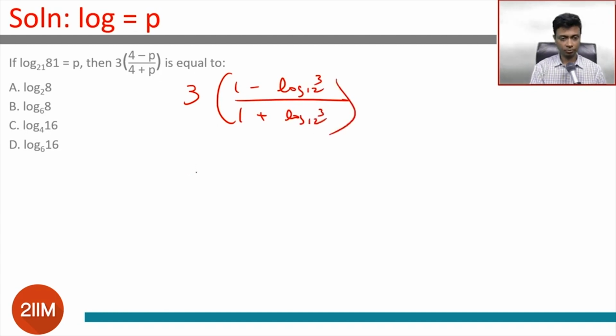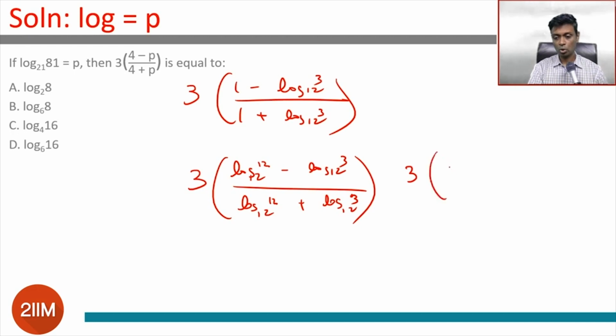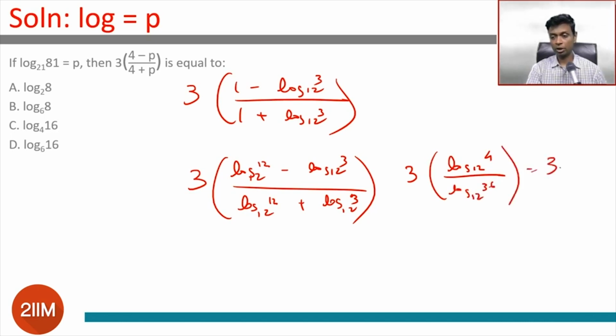So it's 3 times 1 minus log 3 to the base 12, where 1 is log 12 to the base 12, minus log 3 to the base 12, divided by log 12 to the base 12 plus log 3 to the base 12. This is 3 times log 4 to the base 12 by log 36 to the base 12, which is 3 times log 4 to the base 36, or it is log of 64 to the base 36.